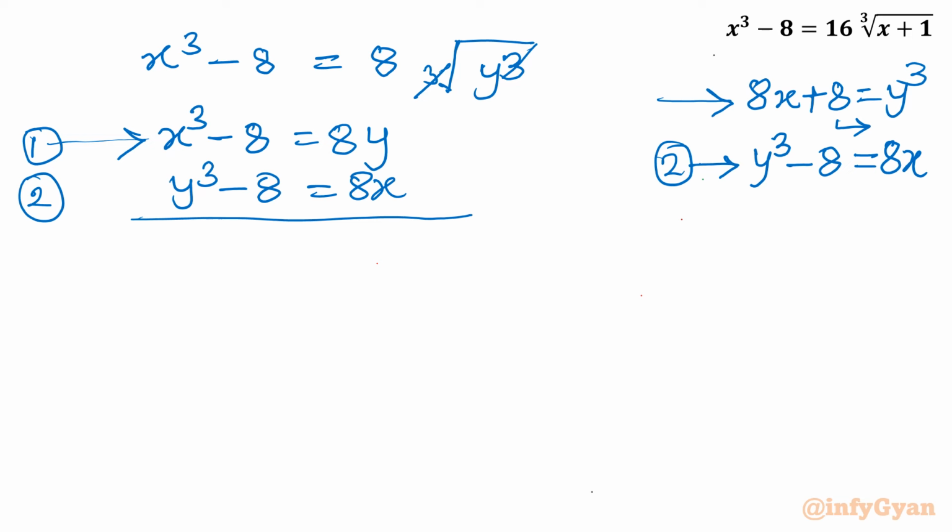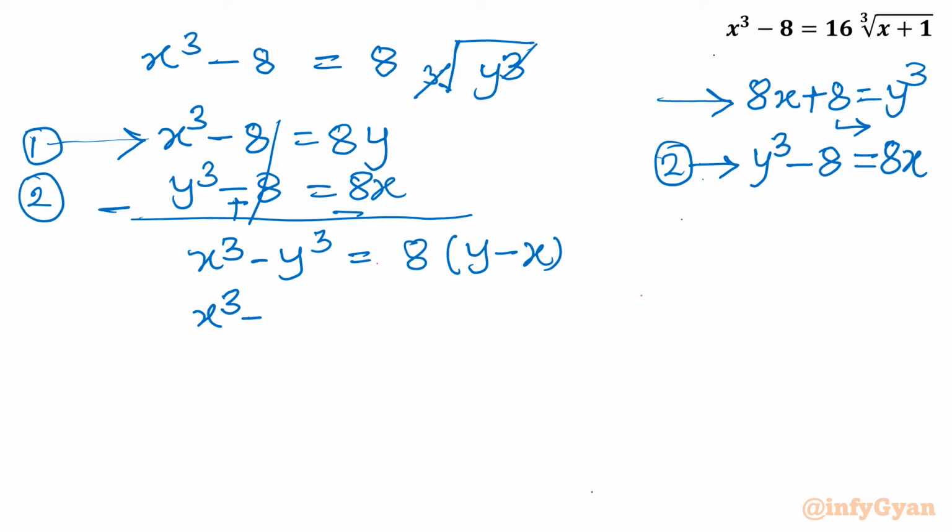Now I will subtract both the equations. So change of sign. It will cancel plus 8 minus 8. So what is left? x cube minus y cube will be equal to 8 times y minus x. Okay. So I will take all the terms to the LHS. So it will become x cube minus y cube minus 8 times y minus x, or plus 8 times x minus y, equal to 0.